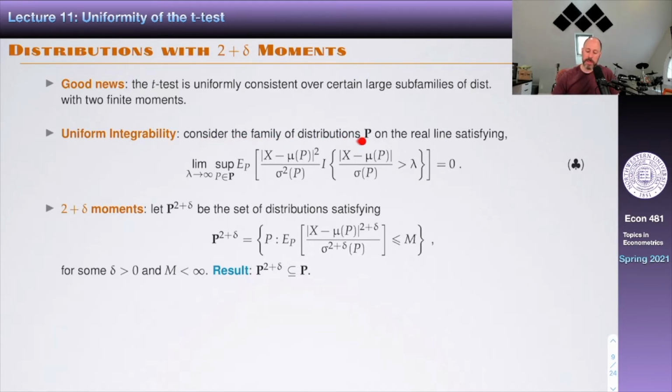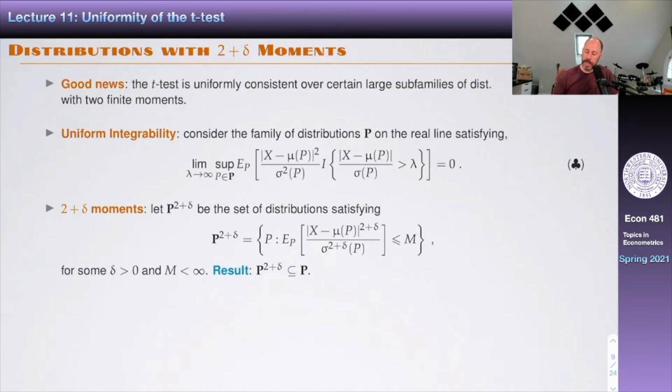So consider a family of distributions bold P on the real line, satisfying this condition over here. I'm going to read slowly. Forget about the supremum at first: the expected value of x minus mu squared divided by sigma squared times the indicator that the absolute value of x minus mu divided by sigma is greater than lambda. Well, you take the supremum over all the elements in this family and you take lambda to infinity. This is equal to 0.